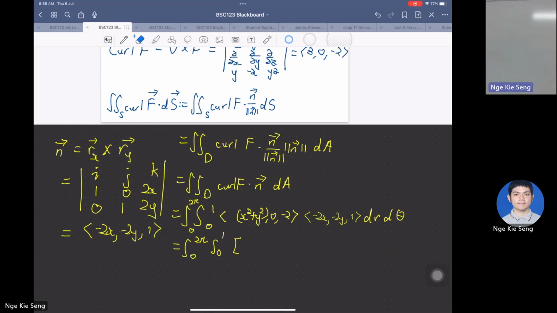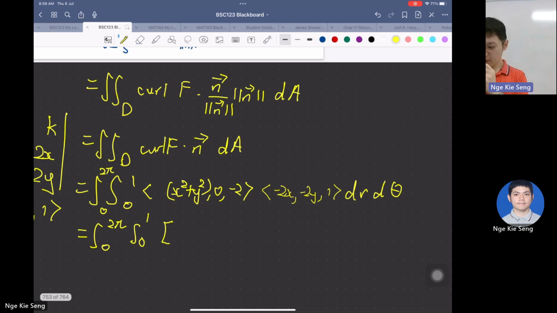Either you change everything to polar coordinate and then you do the dot product, or you do the dot product first, then you change to polar coordinate. Should be the same, because changing the polar coordinate is, in professional terms, invertible. So you can change back and change forward.